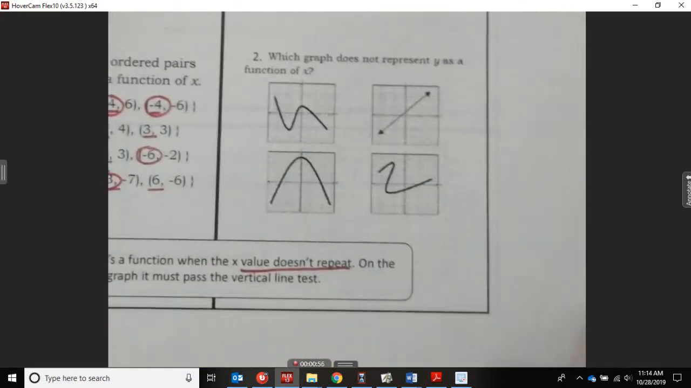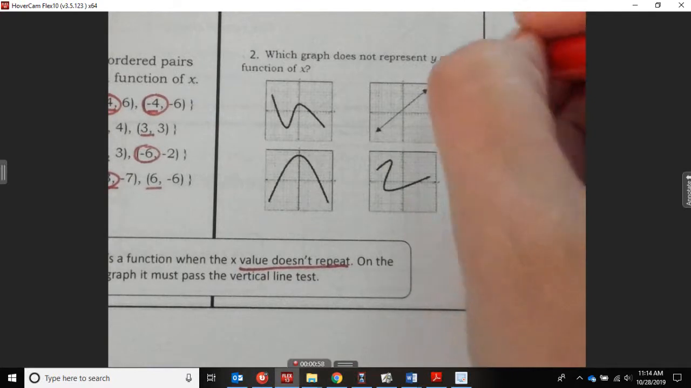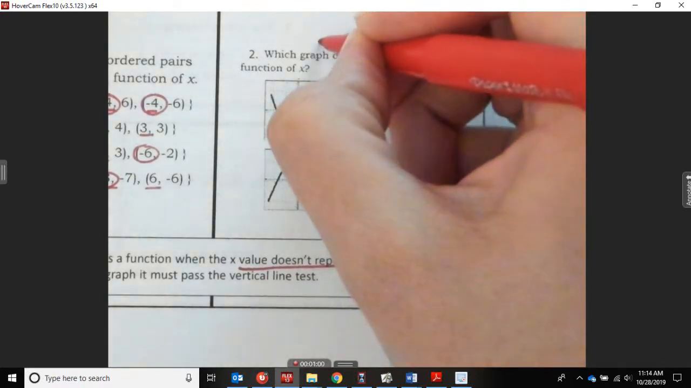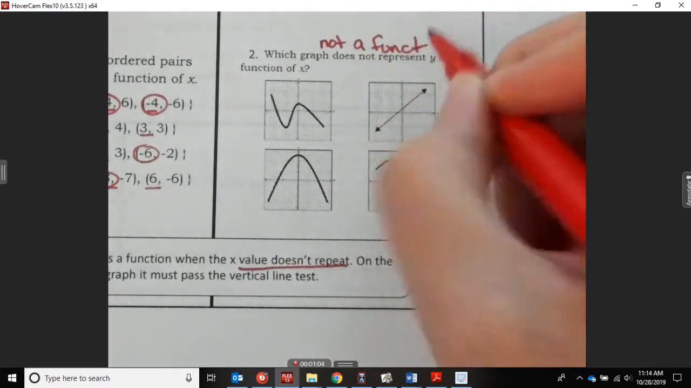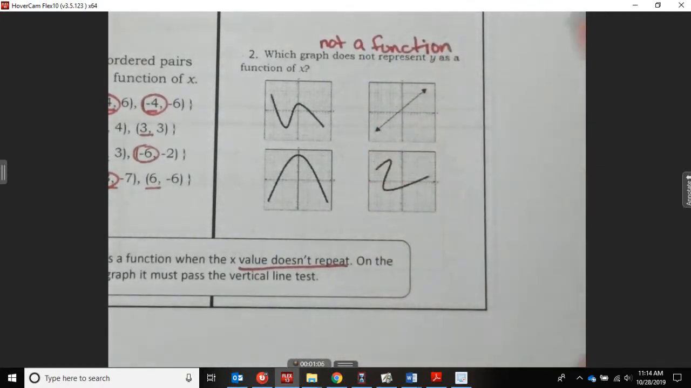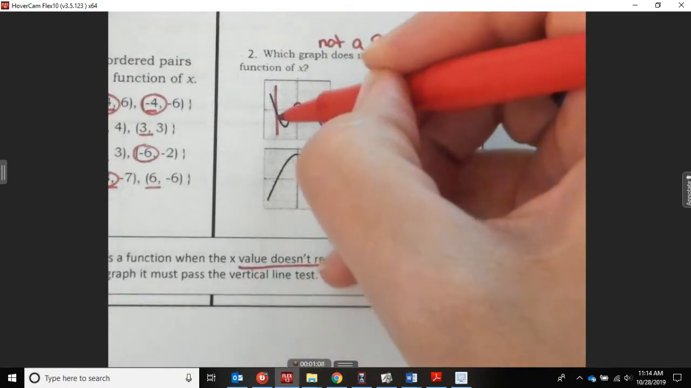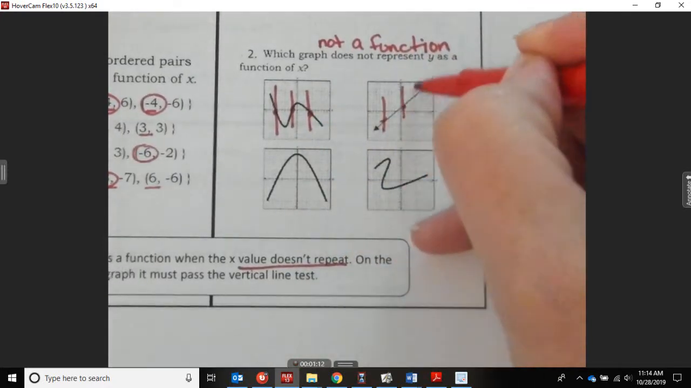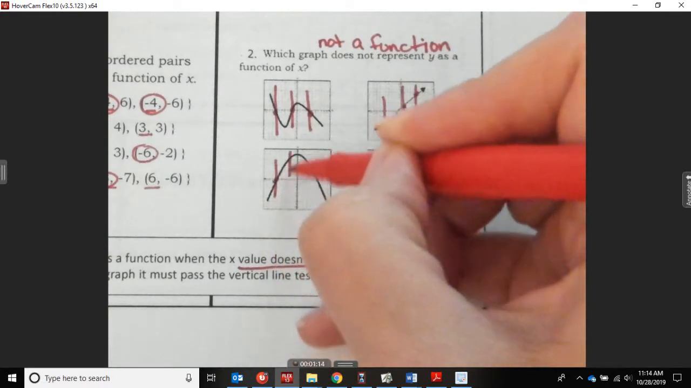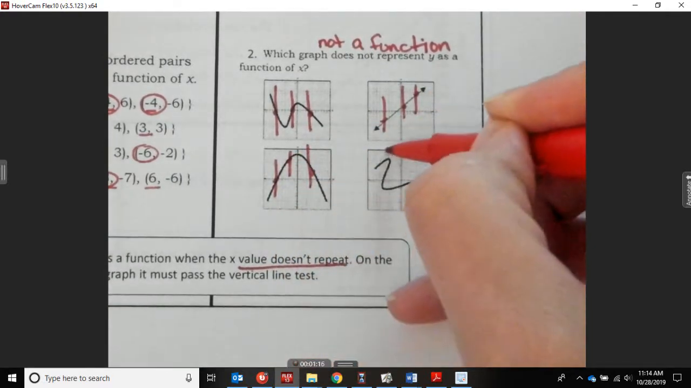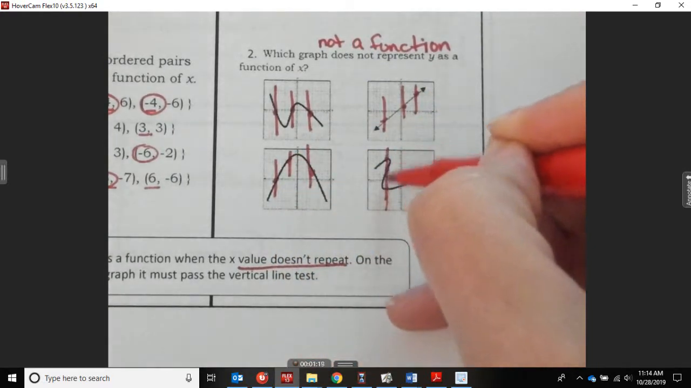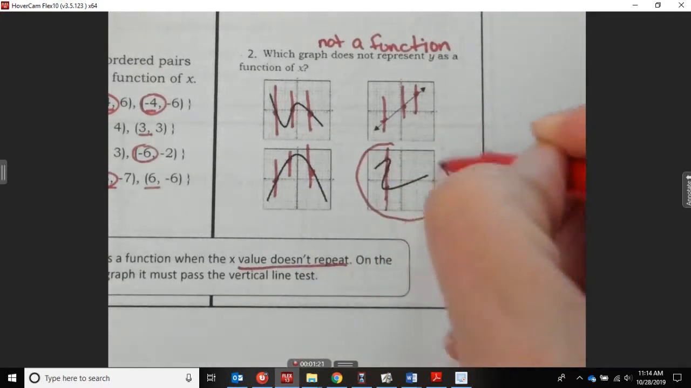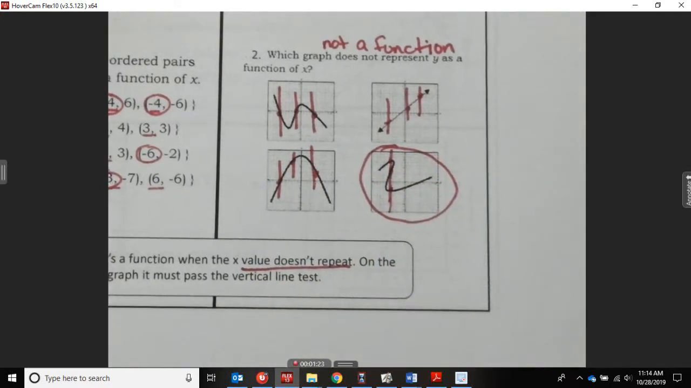Number 2, which graph does not represent y as a function of x? So that means which one is not a function? And so if I draw a vertical line, it touches 1 point, 1 point, 1 point. Here I also touch 1 point. But when I get here, I'm now touching 3 points, which means this one is not a function.